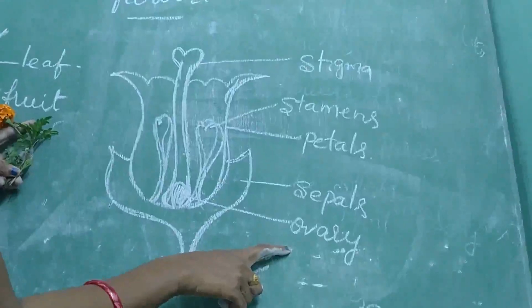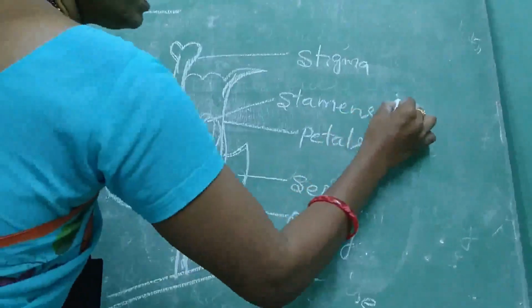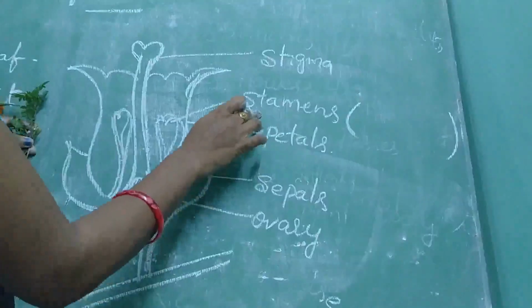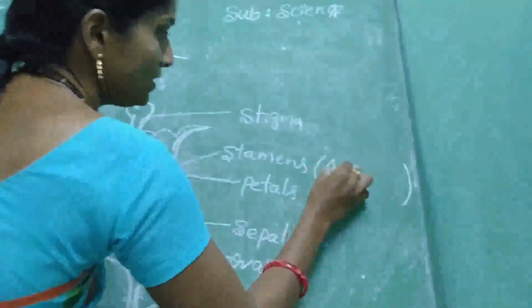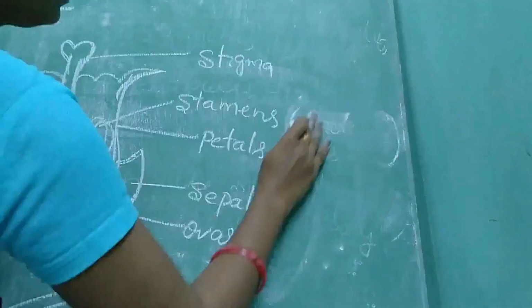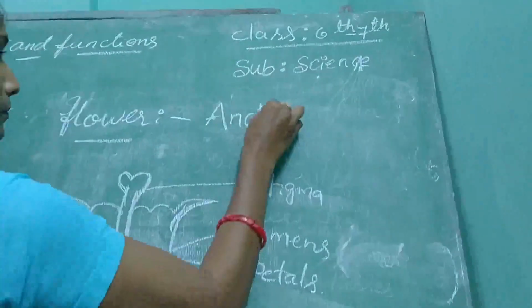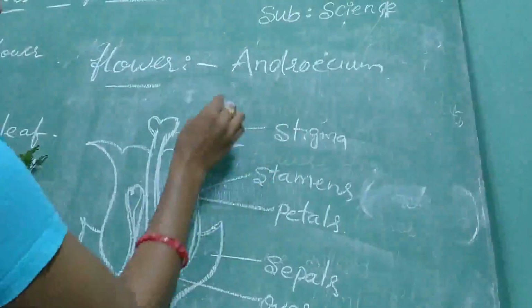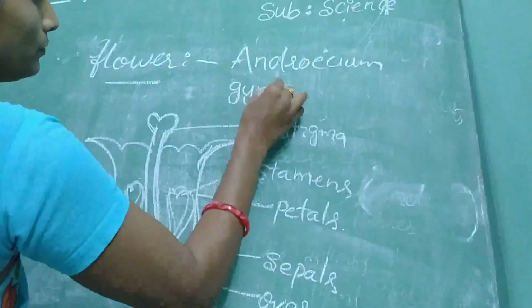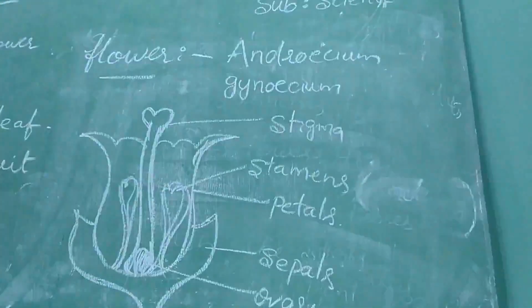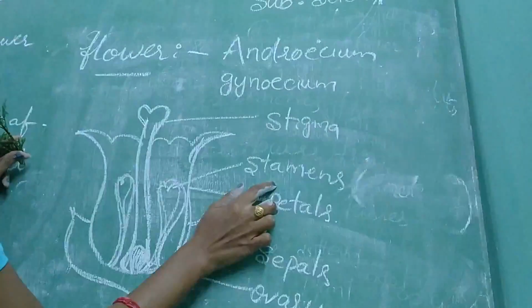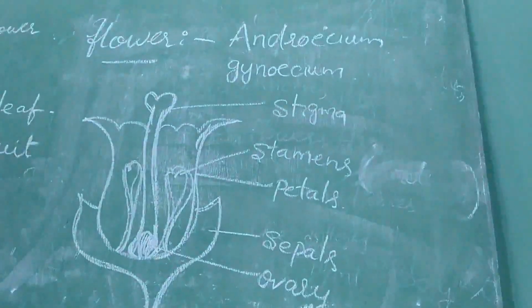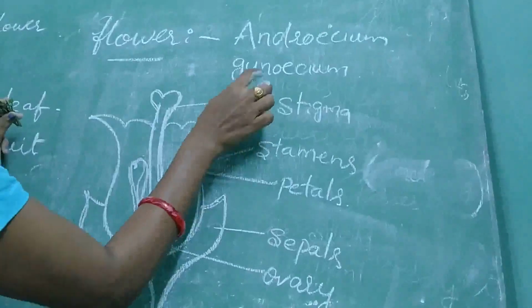The other name of stamens, which you will also see in further classes, is androecium. The scientific name of stamens is androecium, and the other name of stigma is gynoecium. What is the meaning of androecium and what is the meaning of gynoecium?